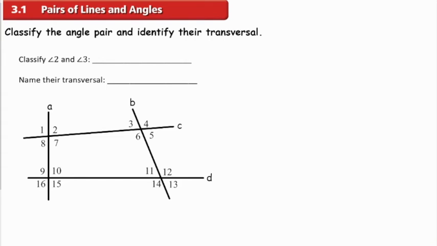Once again, pause the video here, see if you can answer the question, and then unpause it when you're ready to check your work. So now we're going to classify angle 2 and angle 3. So let's mark those two angles. We identify the intersection closest to each angle, and we say what line passes through both of those intersections. Well, that is line C. That is our transversal.